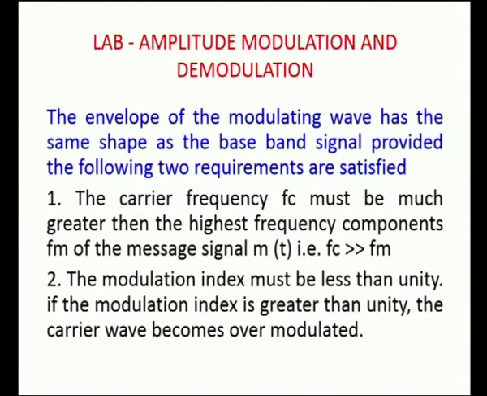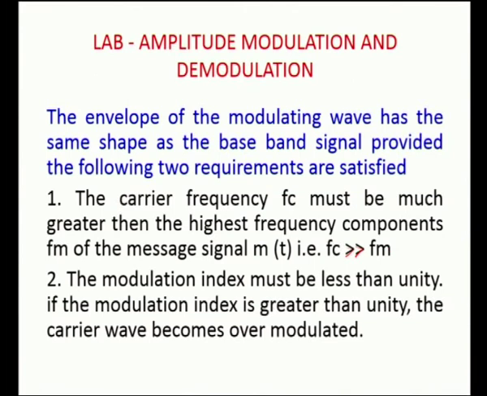So, the first constraint is you need to select the carrier signal which has the highest frequency component very much greater than, you can see this greater than symbol, it should be very much greater than the message signal's maximum frequency. Okay. This is one of the constraints.